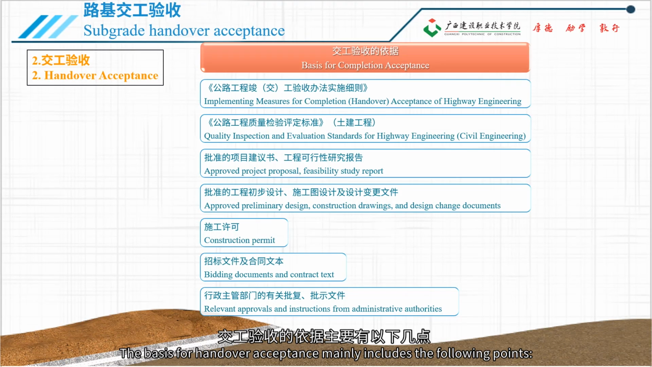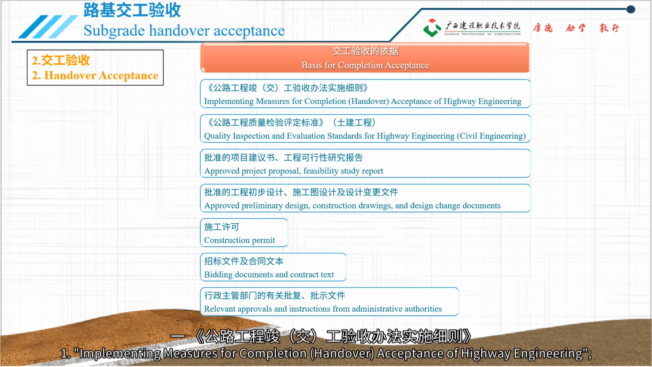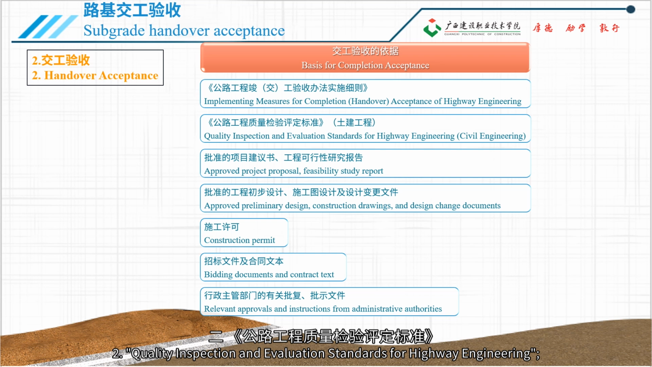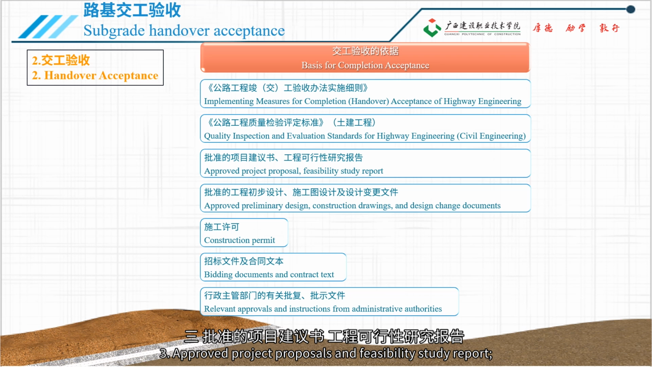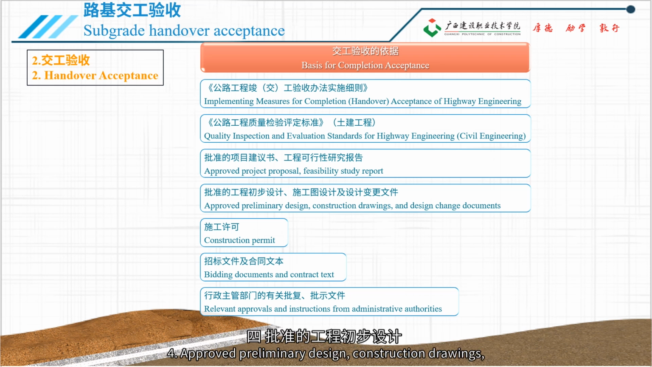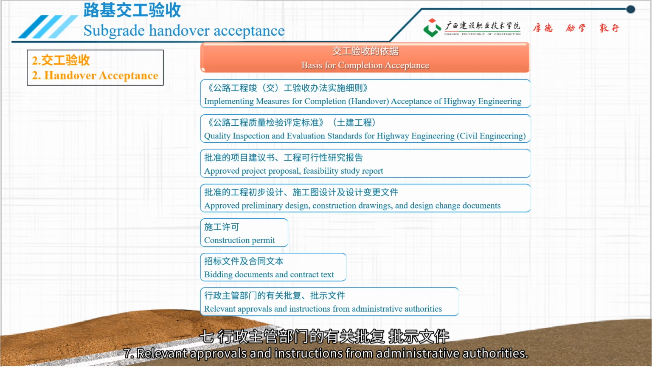The basis for handover acceptance mainly includes the following points. 1. Implementing measures for completion handover acceptance of highway engineering. 2. Quality inspection and evaluation standards for highway engineering. 3. Approved project proposals and feasibility study report. 4. Approved preliminary design, construction drawings, and design change documents of the project. 5. Construction permit. 6. Binding documents and contract text. 7. Relevant approvals and instructions from administrative authorities.